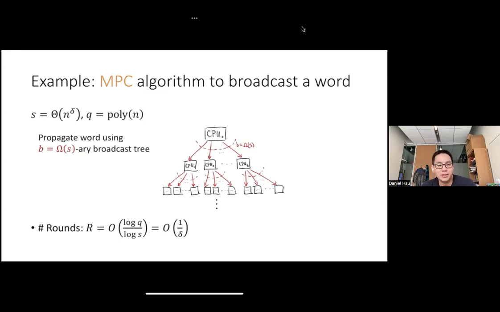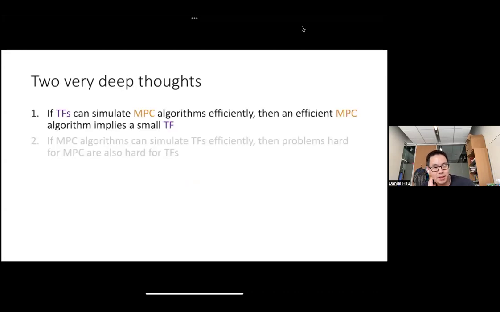So, what does this have to do with transformers? Let me tell you about two really deep thoughts that we had, saying that a little bit jokingly. Very natural things to start wondering about. The first is that if transformers can simulate massively parallel computation algorithms efficiently, then whenever someone has designed an efficient MPC algorithm, that implies there's also a small transformer for solving the same problem. I'll get back to the second deep thought in a bit.